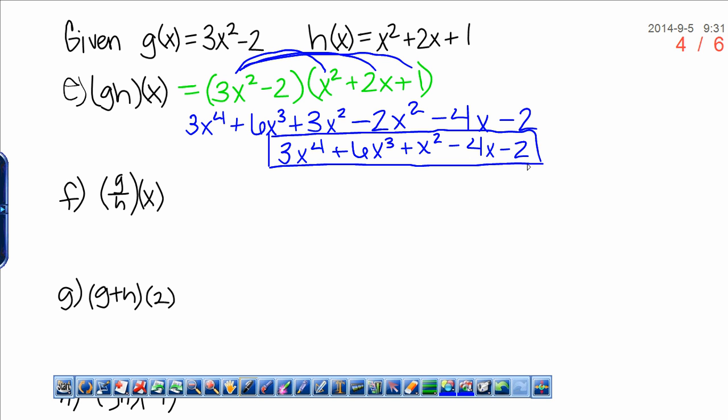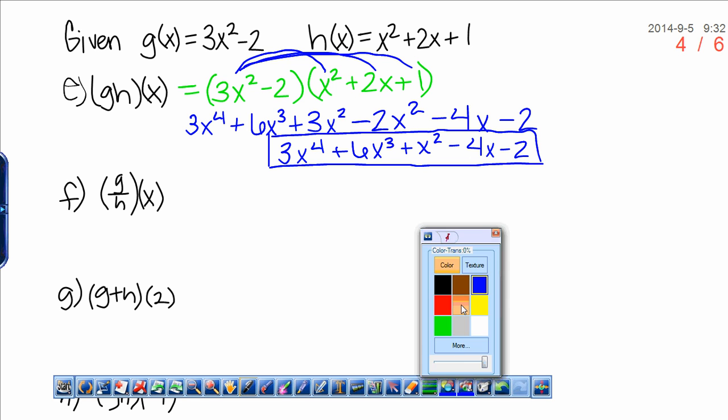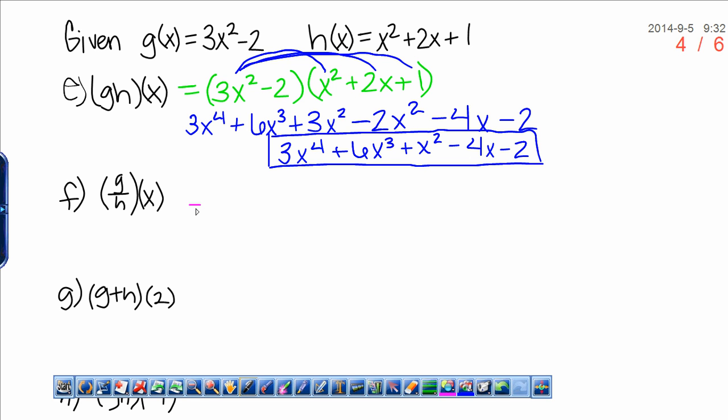All right, look at F. G over H of X. What's that telling you to do? Good. G of X over H of X. So, yep, all we do. So G of X is 3x squared minus 2 over x squared plus 2x plus 1. And you are done.